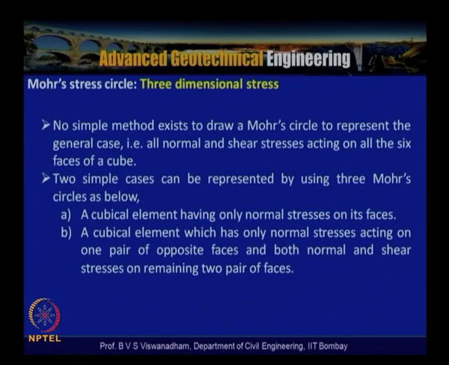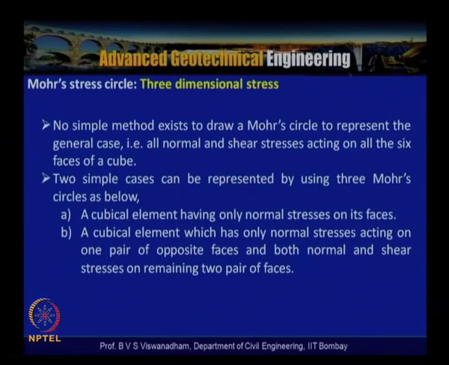So with this slide, what we wanted to convey is that no simple method exists to draw a Mohr circle to represent the general case, with all normal and shear stresses acting on all 6 faces of a cube. That means it cannot be represented, and 2 simple cases can be represented by using 3 Mohr circles. Case A is the cubical element having only normal stresses, and the other case is a cubical element which has only normal stresses acting on a pair of opposite faces, and both normal and shear stresses on the remaining 2 pairs of faces.